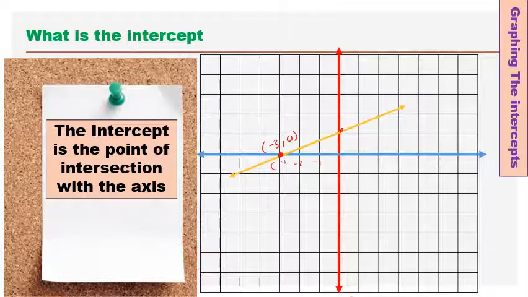The point where the line meets the y-axis is here. Your x is 0 and your y is 1. So notice that if you want to find the point where the line meets the x-axis, you put your y as 0, and if you want to find the point where the line meets the y-axis, your x will be 0. So let's practice more.